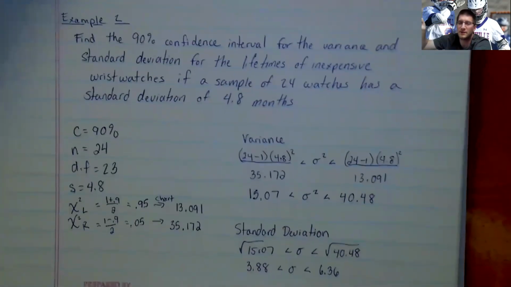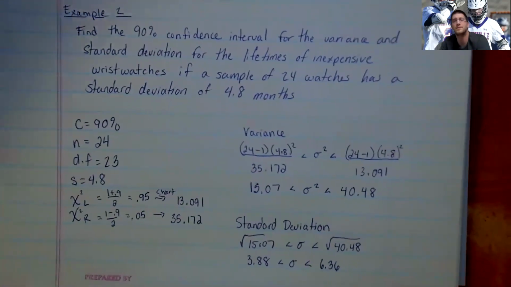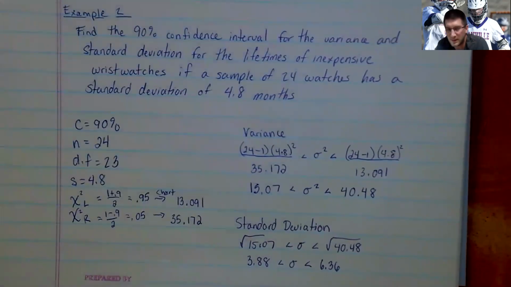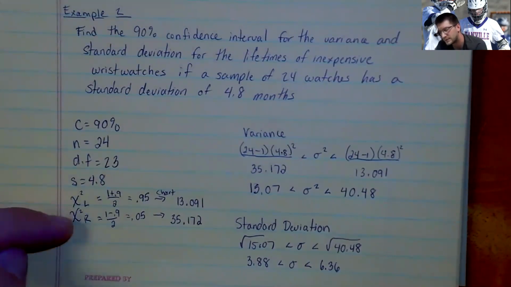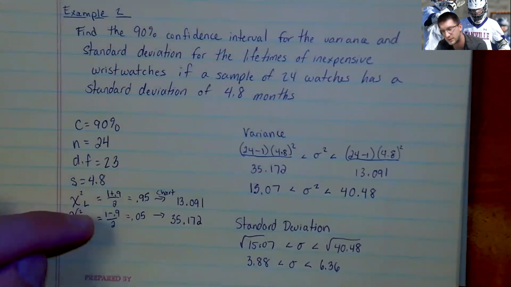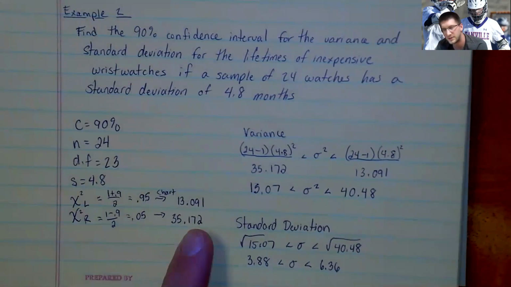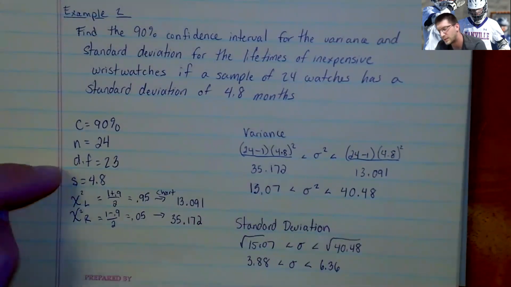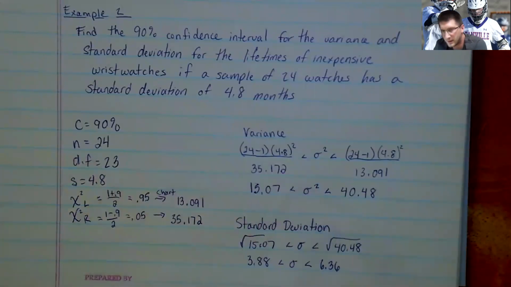So once again, I found the degree of freedom being n-1, 23. I just wrote S because they gave the standard deviation as 4.8. I went through the same process, found the left and right hand endpoints, added and subtracted the confidence to 1 divided by 2, looked them up on the chart, and then plugged them into my formula. Once again, because they gave me standard deviation, when I plug it in, I have to square it.